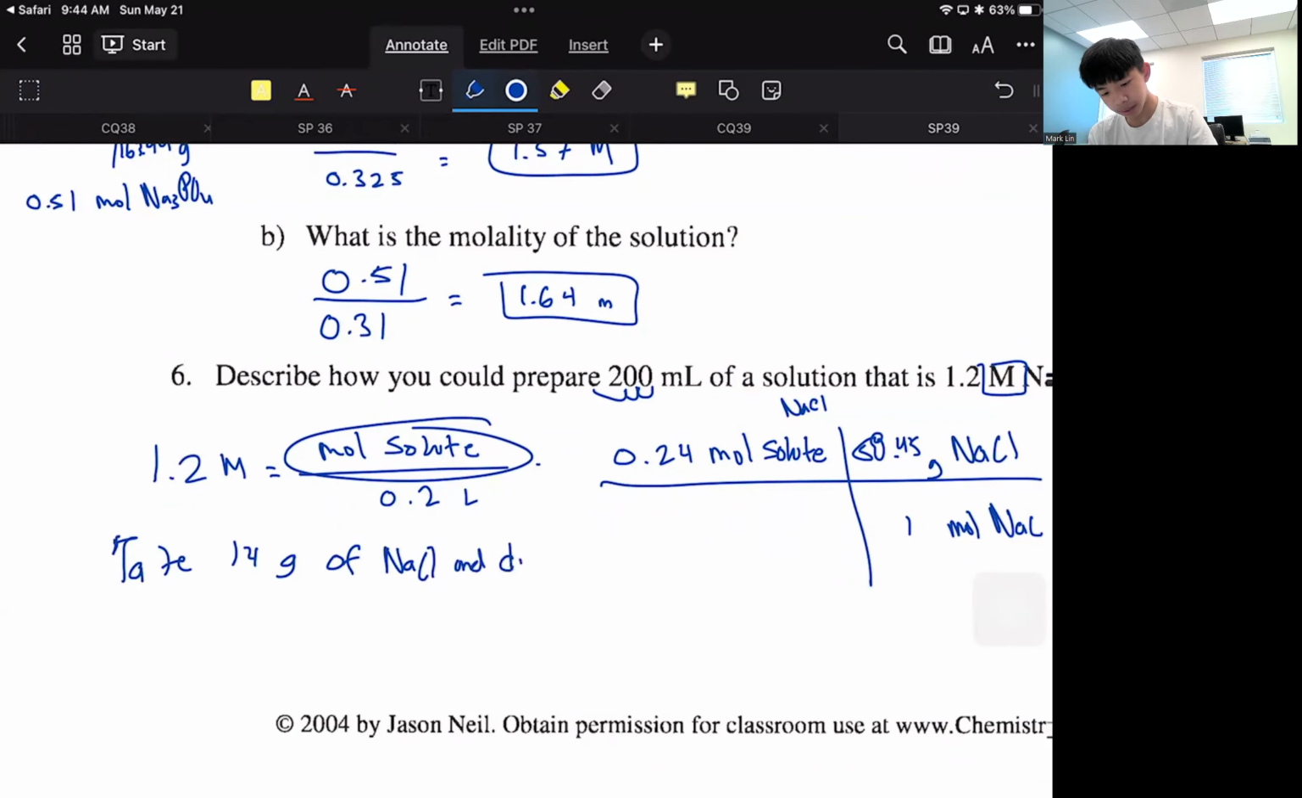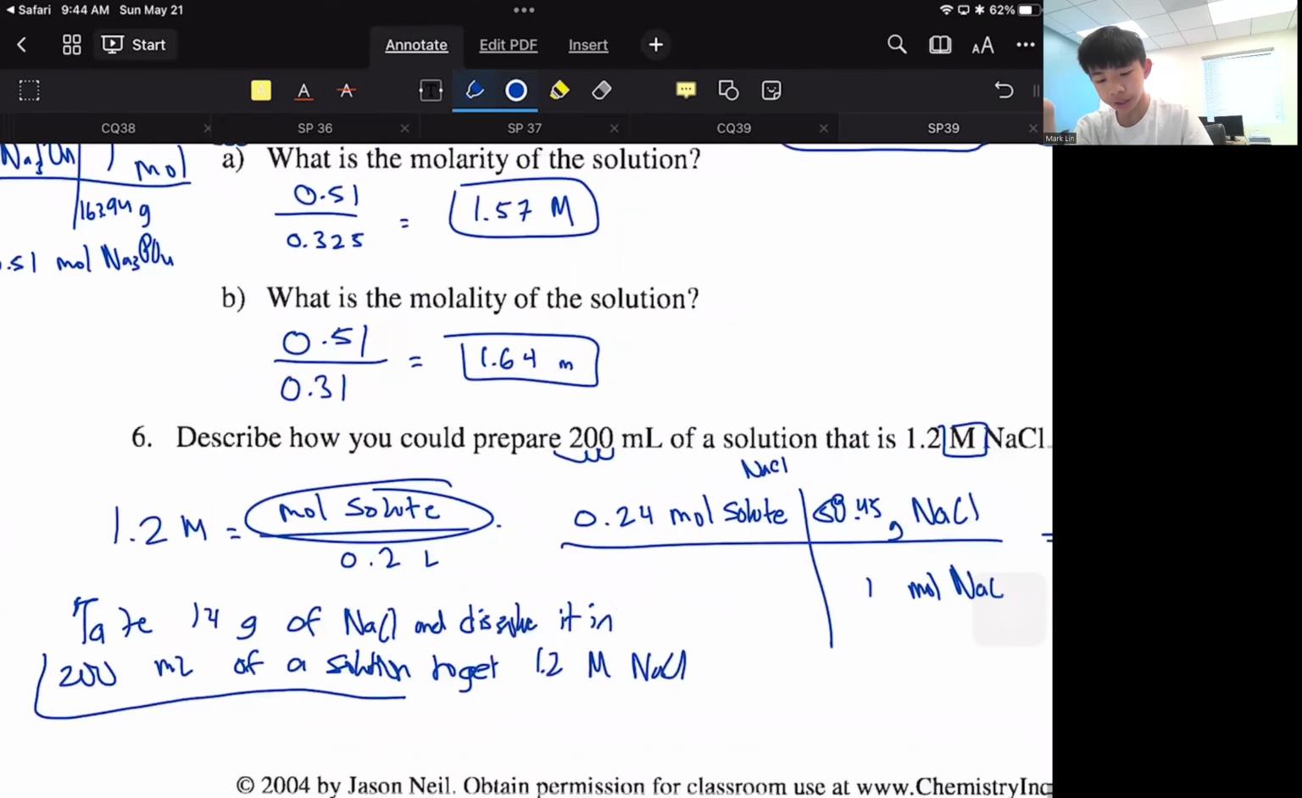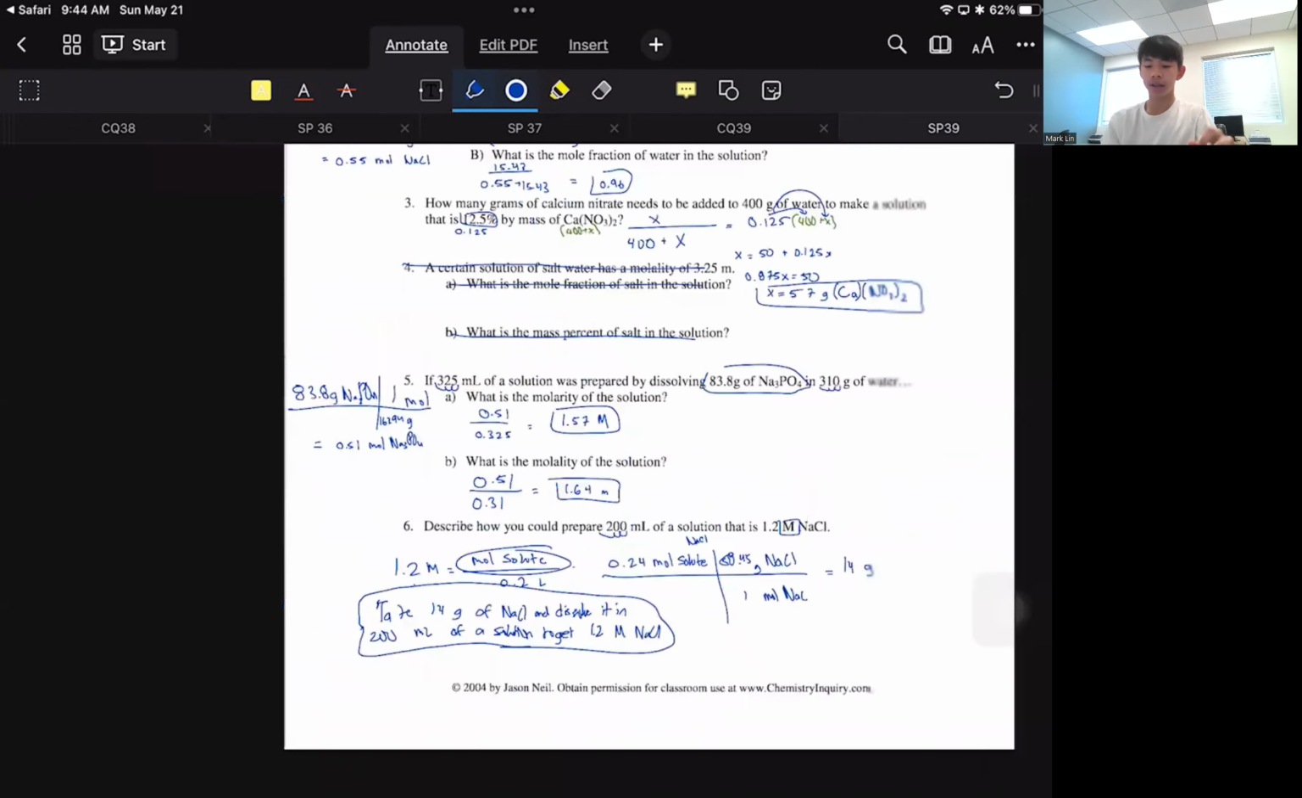and dissolve it in 200 milliliters of solution to get 1.2 molarity NaCl. Because you take the grams of NaCl, dissolve it in the solvent, which is 200 milliliters of the solution, mix it up. That's how you get 1.2 concentration, molarity, of NaCl.